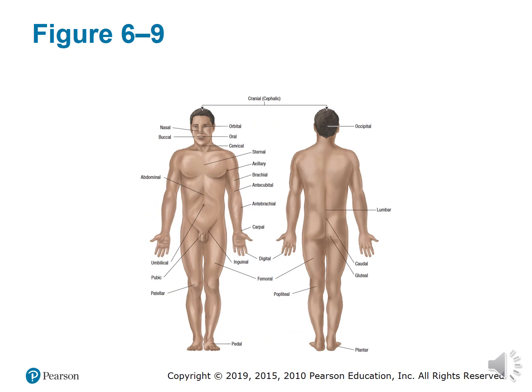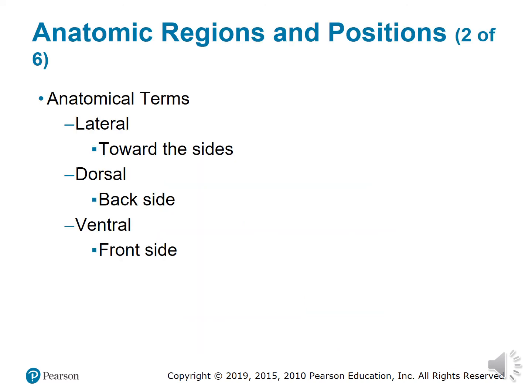Your anterior and your posterior body regions: your nasal, your abdomen, pubic, pedal, brachial. Make sure that you go over all of this. You will see this again.